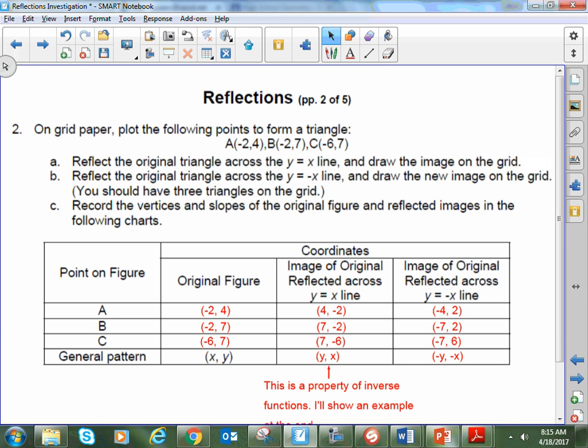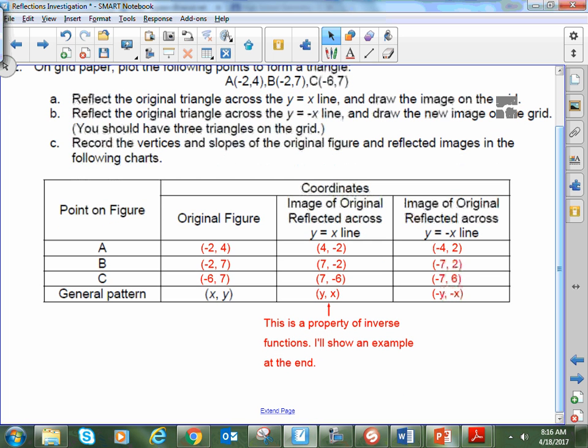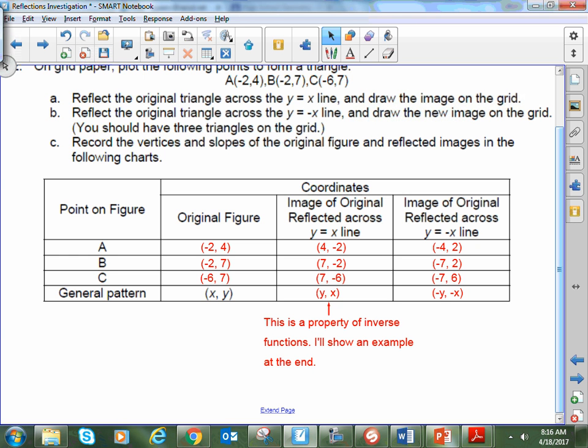So here we have a triangle that we're now going to be reflecting across a couple of lines. We're going to reflect it across the line y is equal to x, which is your linear parent function, and you're going to reflect it across the line y is equal to negative x, which still goes through the origin, but has a slope of -1.